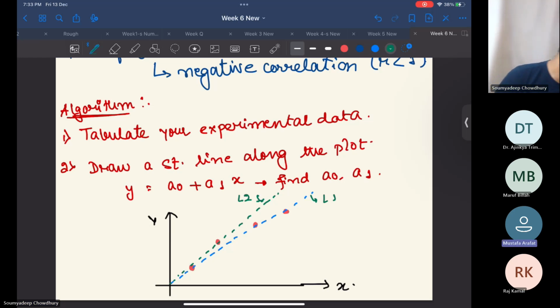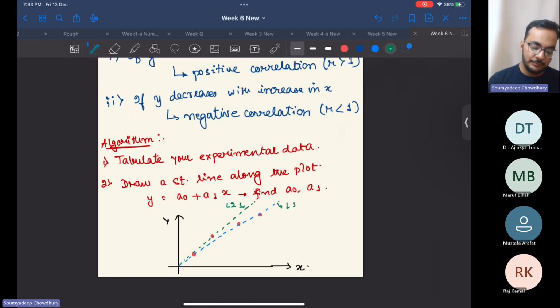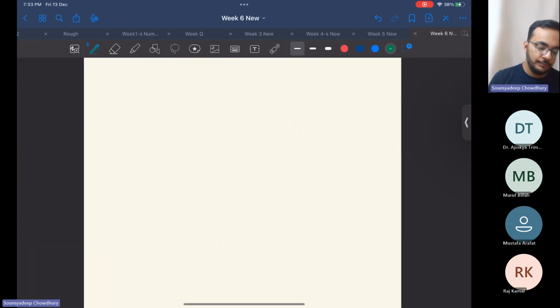Line 1, sir. Why is it line 1? Can you explain? Yes, Mustafa? It fits most of the points. Correct. It passes through most of the points, right? Okay. So I'll give you one more example, then it will be clearer to you.